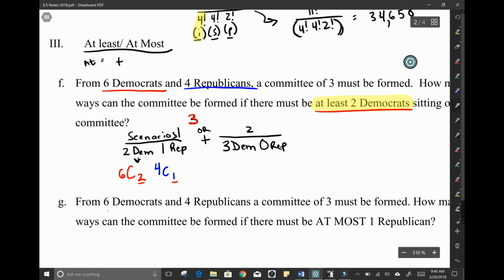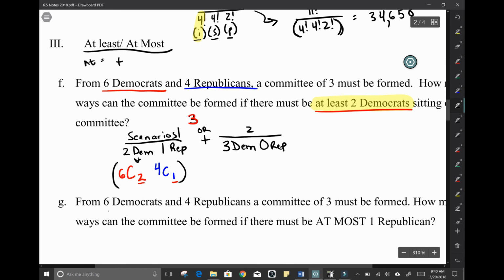So that's one way. Now I'm going to add that to the other way. In this case, I need 6 Democrats, and I'm choosing 3 of them. And by the way, it's multiplication in between. Okay? Multiplication in between the particular cases, times 4 choose 0. And that is how you want to write out your work for these. You might have a few more scenarios, I'll show you in a second, but that's how you write out your answer. And you can type this entire thing into your calculator.